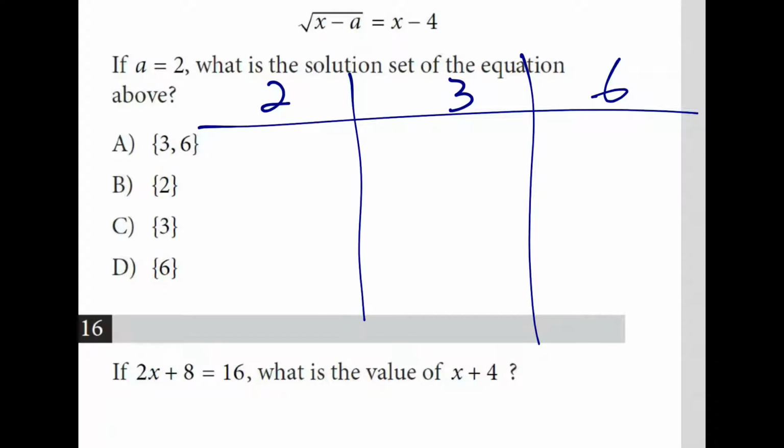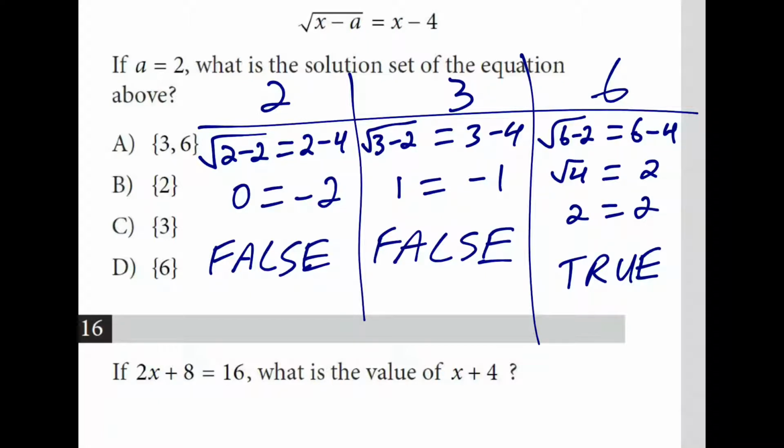Sometimes plugging in numbers to guess and check can be a valid and straightforward strategy. There's only 3 possible solutions here, 2, 3, and 6, so I can plug these into the given equation. If I plug in 2, 3, and 6 for x, the first 2 I get untrue or false statements. And if I plug in a 6, I get a true statement. That's why D is the best answer.